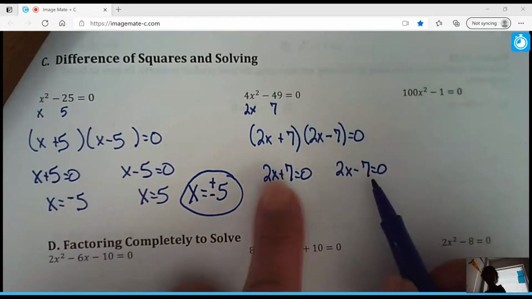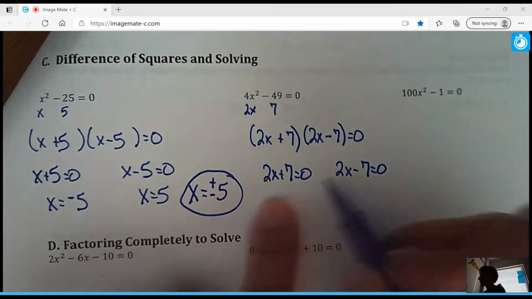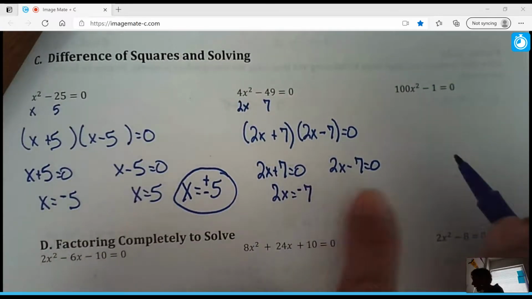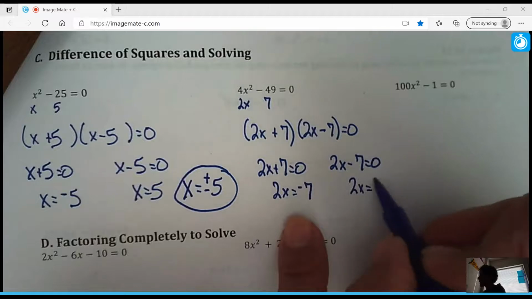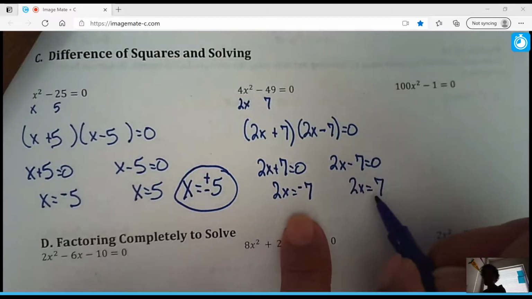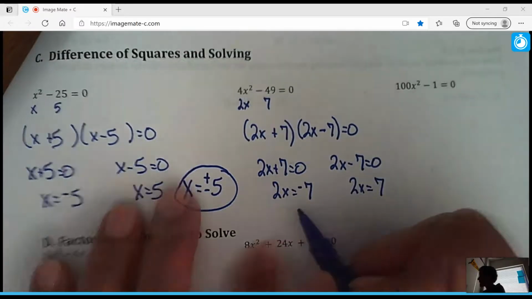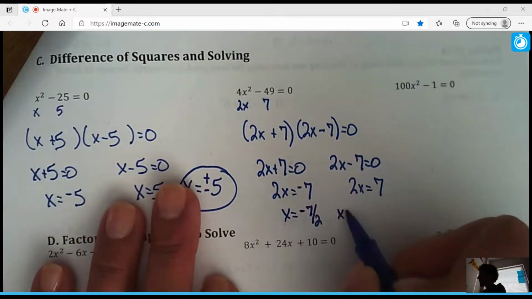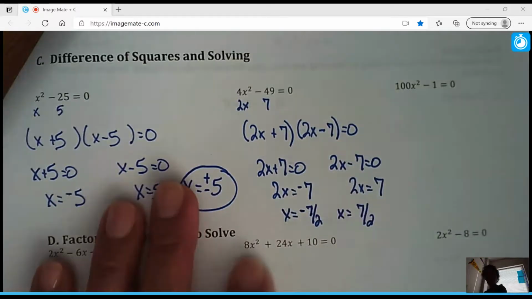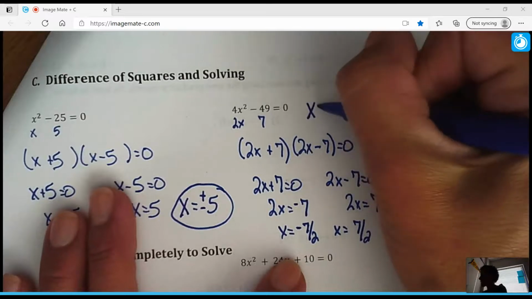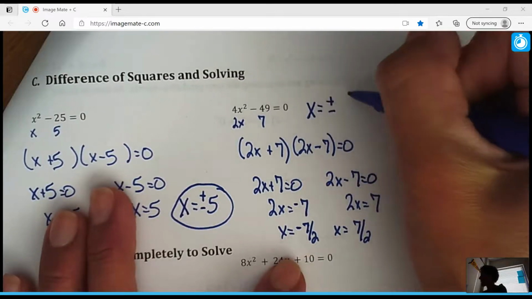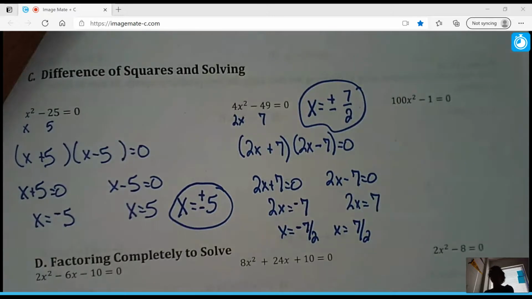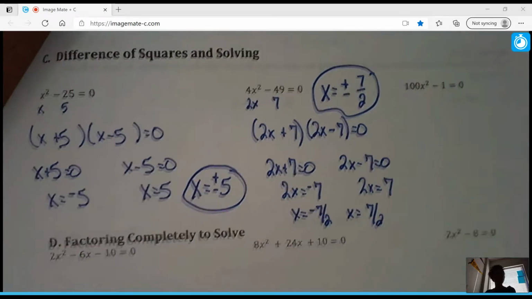So in both of them, I'm moving a 7. In this case, I'm going to subtract 7, so that results with a negative 7. But in this one, I would add 7, so that would result in a positive 7 on the other side of the equal sign. And now either way, I'm going to divide by 2, so here I get a negative 7 halves, and here I get a positive 7 halves. But just like before, I want you to start thinking about how you can write your answer as a positive and negative 7 halves. Okay?